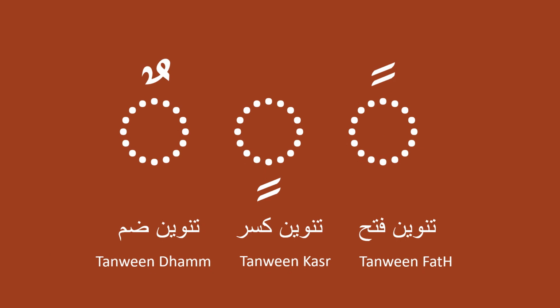Tanween is used only with nouns to indicate indefinite articles. So when you see a tanween on a word, you can predict it is a noun. Tanween contains three main glyphs: tanween fath, which is a double fatha; tanween kasr, which is double kasra; and finally tanween dham, which is a dhamma with a small little hook at the end. Or it comes in another form, which is double dhamma.